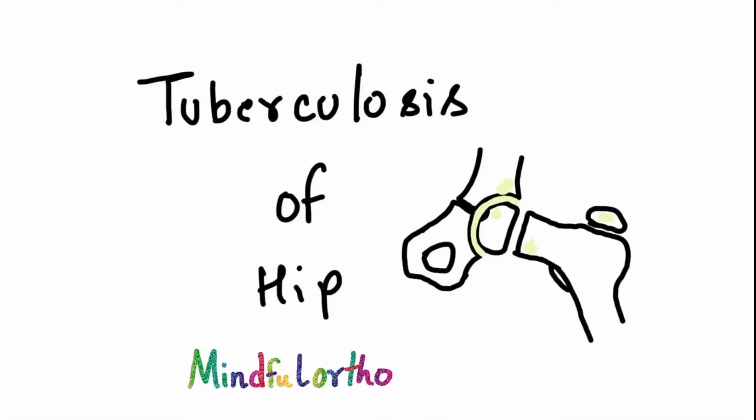Tuberculosis of hip joint. In musculoskeletal TB, after spine, hip joint is the second most common site of involvement. Pus formed inside the hip joint can travel along neurovascular planes to form cold abscesses at various sites like femoral triangle, ischiorectal fossa, and intrapelvic abscess.